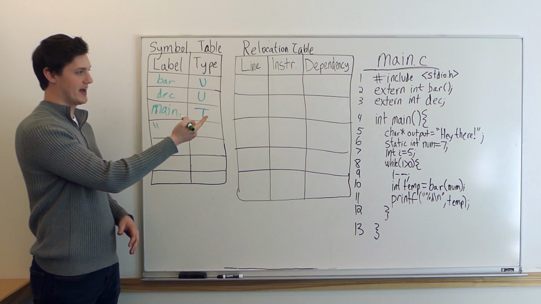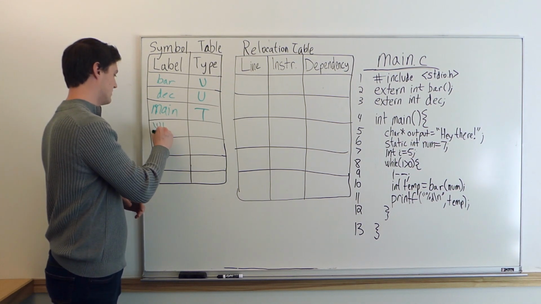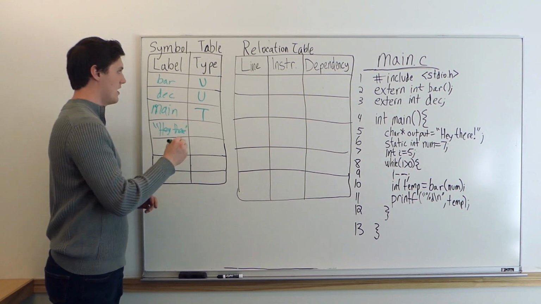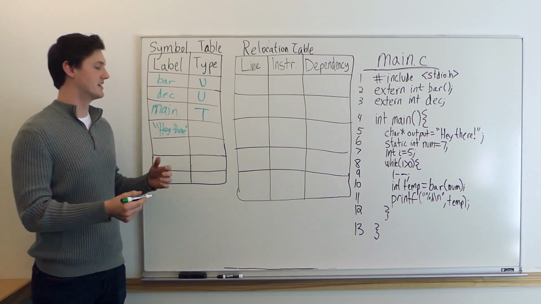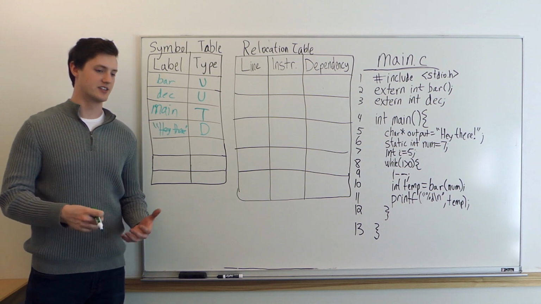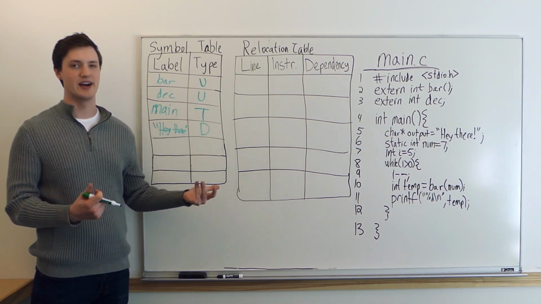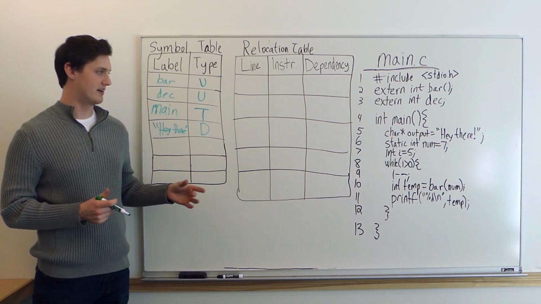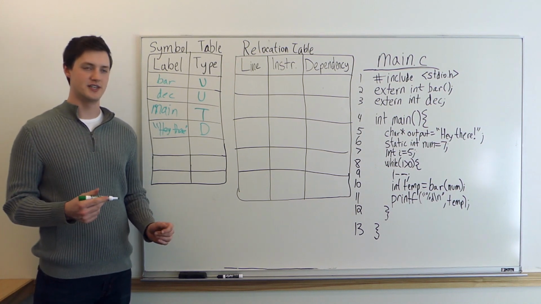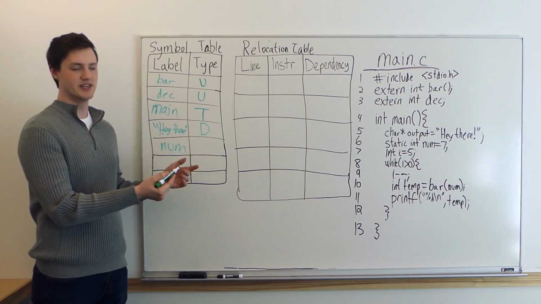So first we see that we have hey there, and so that would be what we would call our label. And then for the type there, we would call that data. And so you can just think of hey there as like this piece of data that we need to reference from time to time when we are actually accessing the output variable. Next, we see that we have static int num. And so a static variable is also something that we would store in data. So num would be a label, and num is of type data.